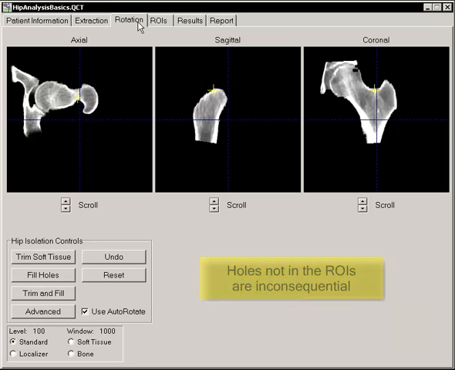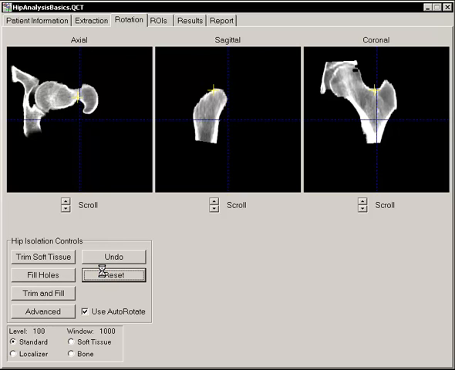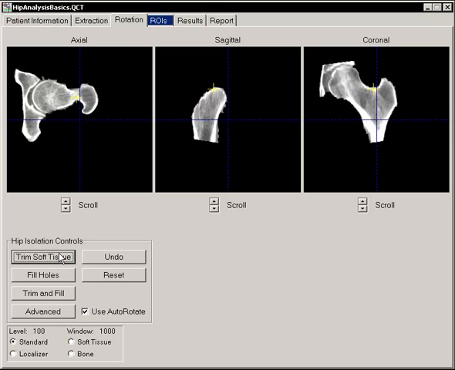However, soft tissue removal to a point where bone is eroded and the contour of the femur is altered, or holes are introduced in the ROIs, can have detrimental effects on the ROIs. Let's reset, trim twice for our ideal isolation, and move now to rotation.